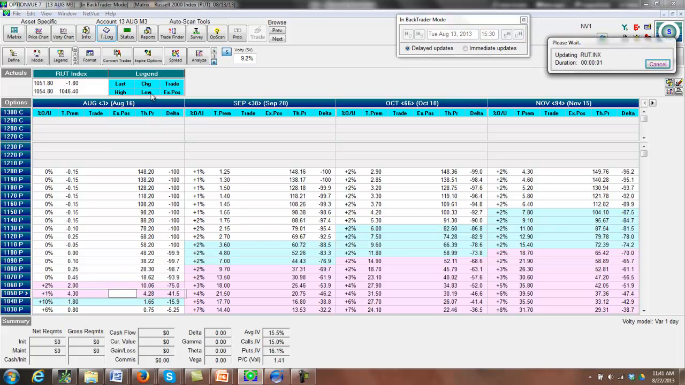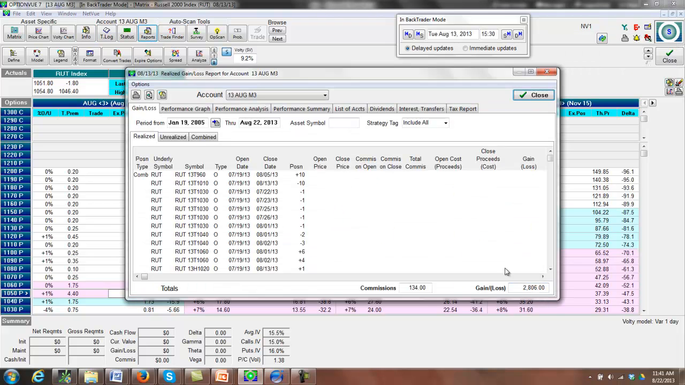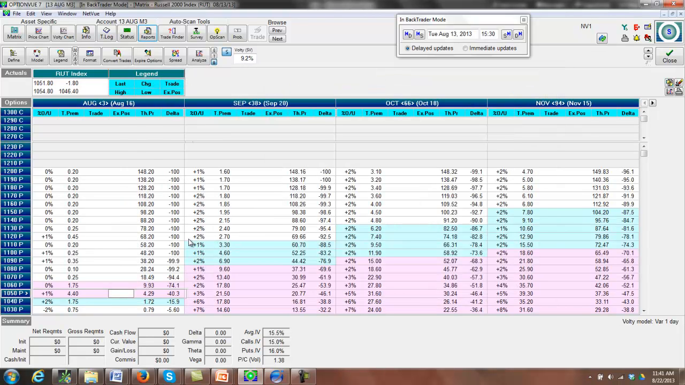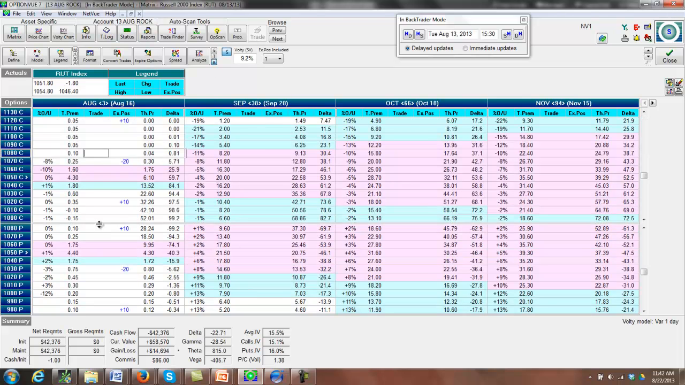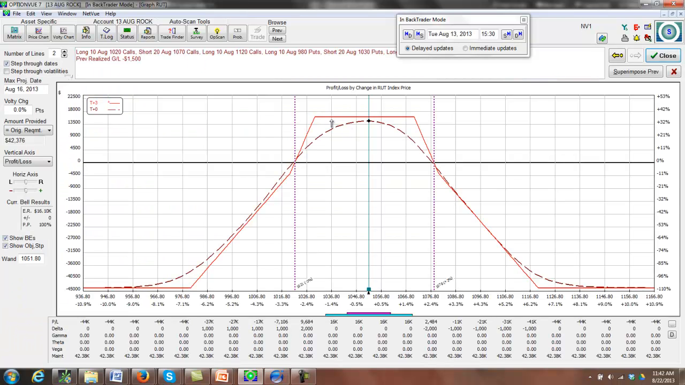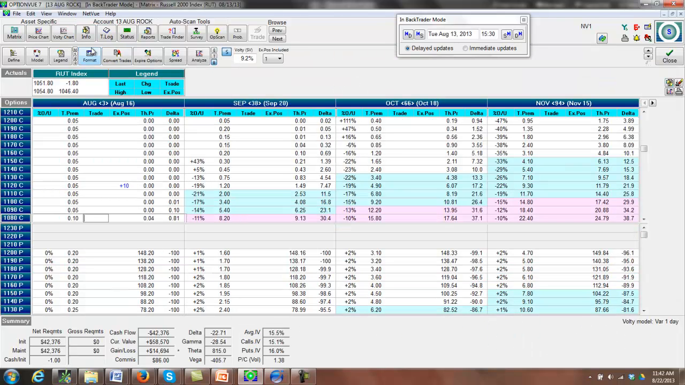If we push to the end of the day, here we are, and according to our reports, we ended up after commissions with a 2806 gain. If we take a look at the August rock trade, we're sitting here with two butterflies, and we're 40 points apart. We have a fairly wide range here, and as of Tuesday, I was ready to try and milk this for a little bit more, so I went ahead and stayed in overnight.